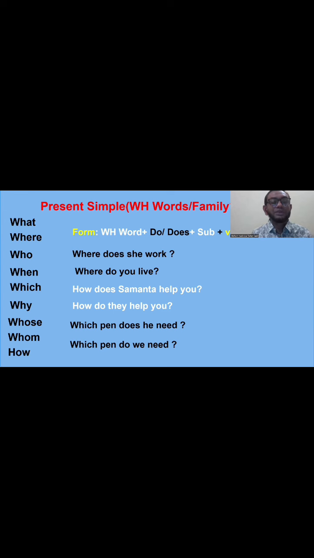Okay. So, again, I'm going to say the formation or structure of the WH family sentences. WH word: at first, you have to use WH words. Okay. What, where, who, when, which, why, whose, whom, how. Then you have to use do or does, then subject, then verb 1 and object. After the sentence, you have to put a question mark.